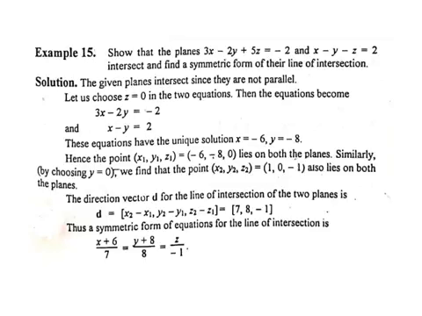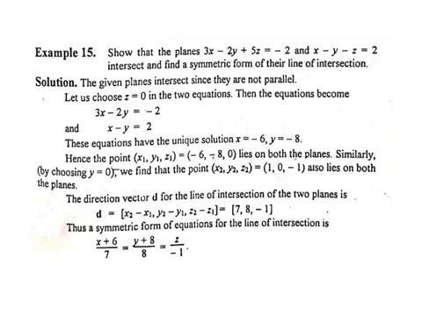Let us choose z equals 0 in the two equations. Substituting the value of z equals 0 in the given equations of the planes, we are left with the equation 3x minus 2y equals minus 2, and the other equation gives, after substituting z equals 0, x minus y equals 2.